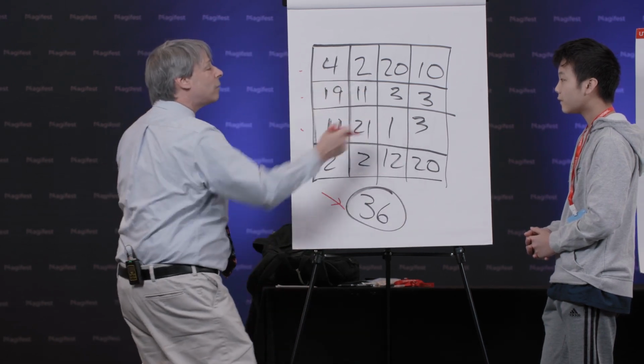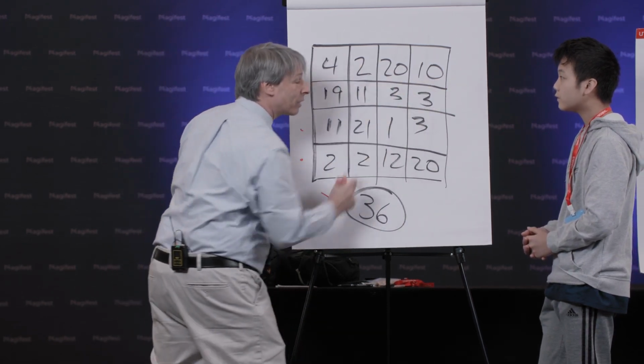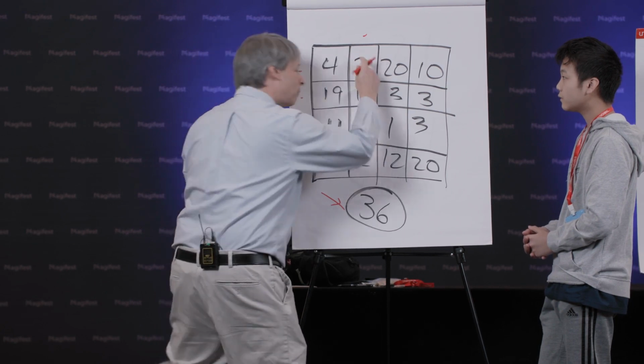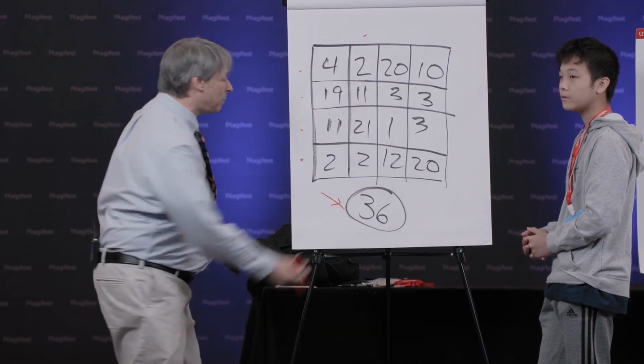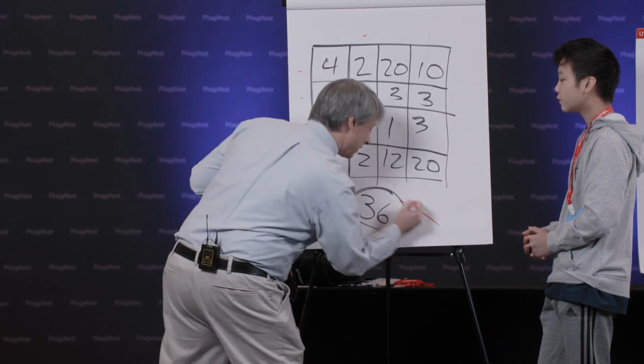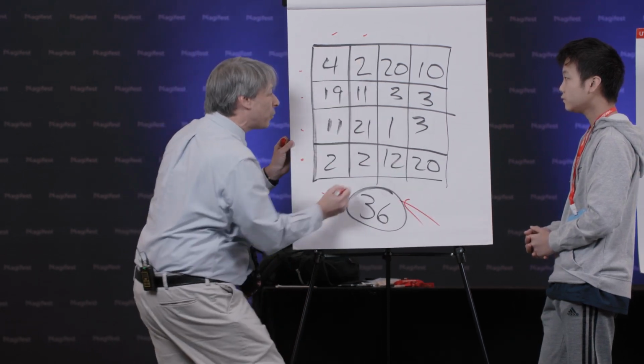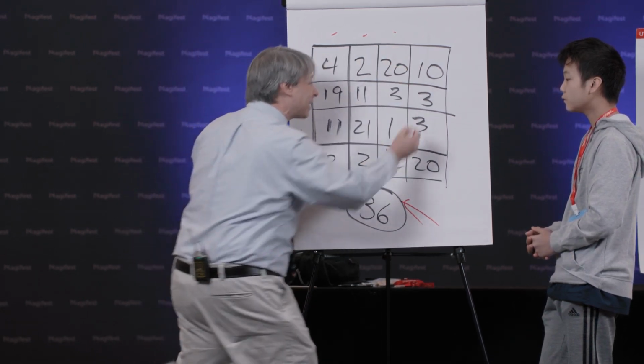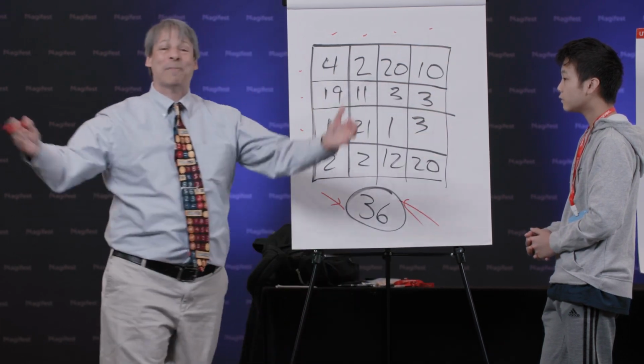Would you choose a column, Blake? 1, 2, 3, or 4? 2. All right, class, 2 plus 11 is 13, plus 21 is 34, plus 2 is 36. The odds were 4, 23, 34, 36, 20, 23, 24, 36, 10, 13, 16, 36. How about that?